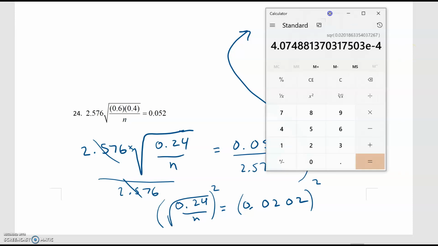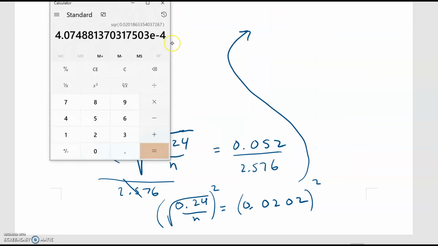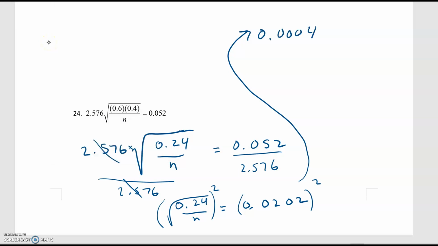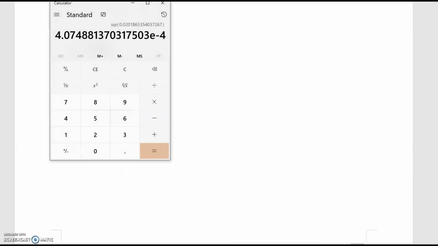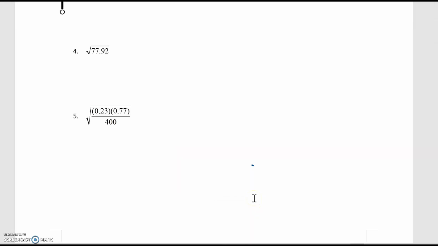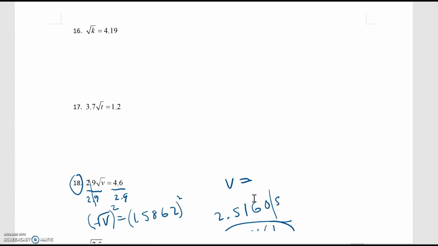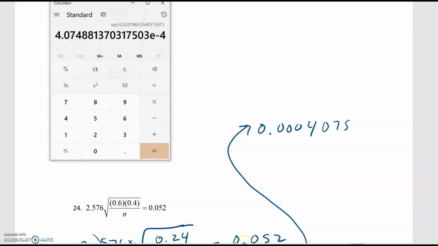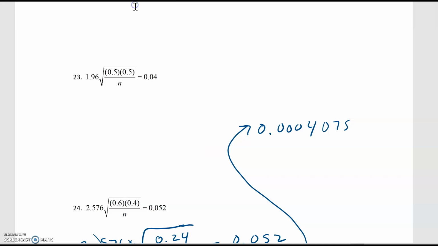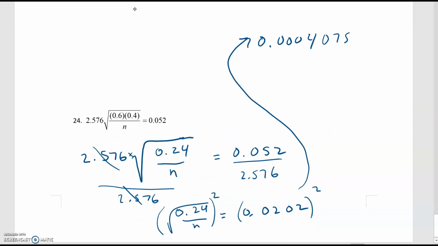So that means the answer is, move the decimal point 4 digits back, so it's going to be 0.000407, and then 48. I'll round it to 0.000407, rounding off the 5. Okay, so that's what I get when I squared the 0.0202.